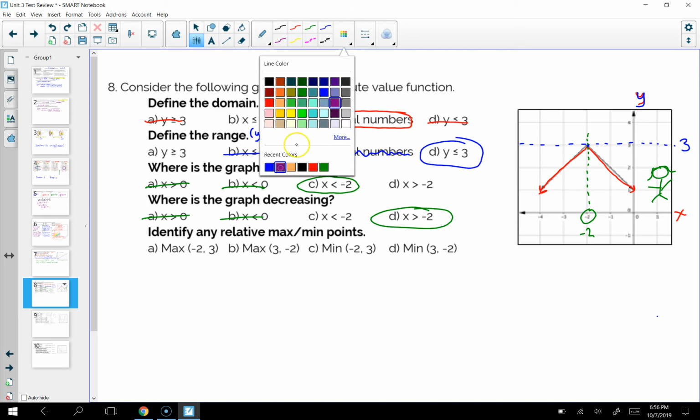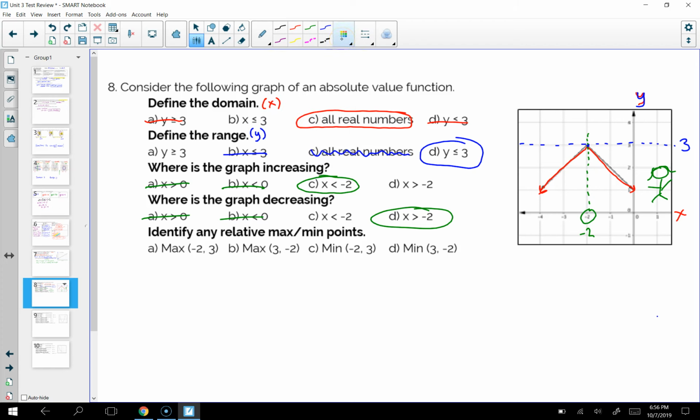Alright, last one for this one. Identify any relative maxes or mins. Alright, so let's talk about your turning point, which is this guy right here. Is this a peak or a dip? Peak or a dip? It is a peak, which means we have a maximum. So cross out the minimums, not a possibility. What is that coordinate point? Remember, coordinate points go x's and then y's. The x value here is negative 2, and the y value is 3. So our answer is going to be A.